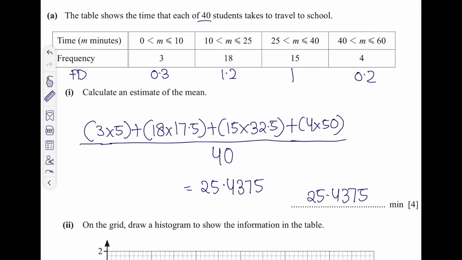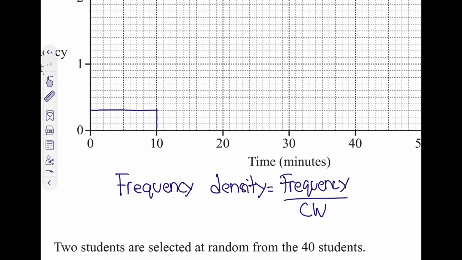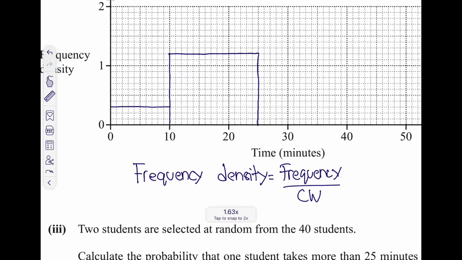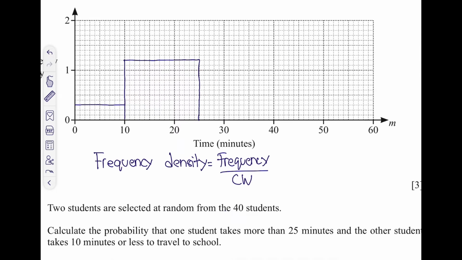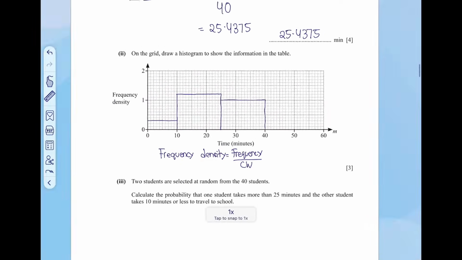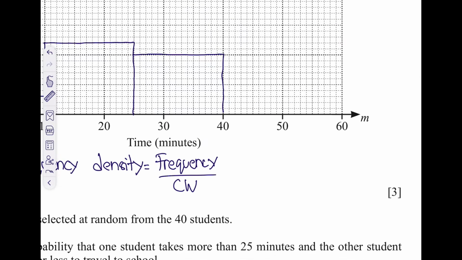The other one is that between 10 and 25 it's 1.2. So you would take it up here, 10 and 25, and then 1.2, because you see 10 and 25 are on the bottom scale and 1.2 would be on the top scale. Then between 25 to 40 it's 1. And after that, between 40 to 60 it has dropped to 0.2. So that would be all the way to the bottom till the end.